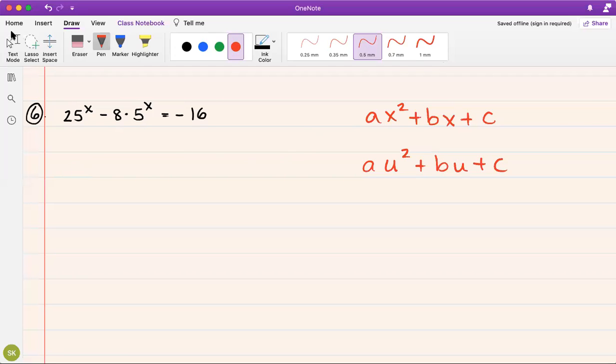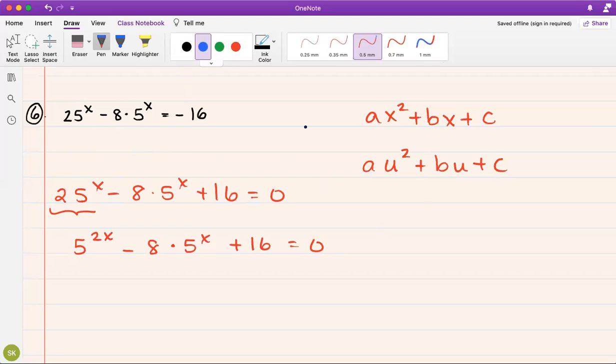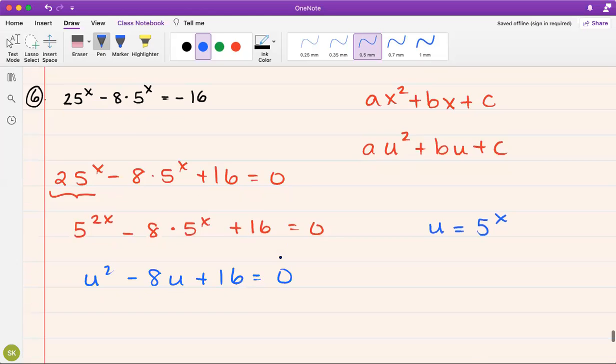All right, so what do we have here? I'm going to move the 16 to the other side. I get 25^x minus 8 times 5^x plus 16 is equal to 0. This 25^x is the same thing as 5 squared. So this is 5 to the 2x minus 8 times 5^x plus 16 is equal to 0. And now we're going to use this u substitution. I'm going to let u be 5^x. By doing that, I get u squared, because this is 5^x squared, like we did before, minus 8u plus 16 is equal to 0. Can we factor this?